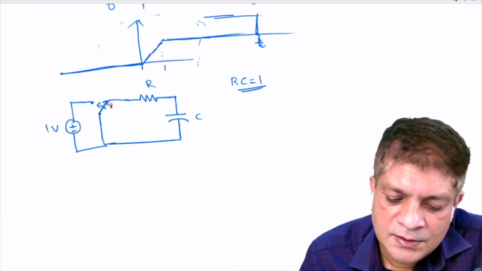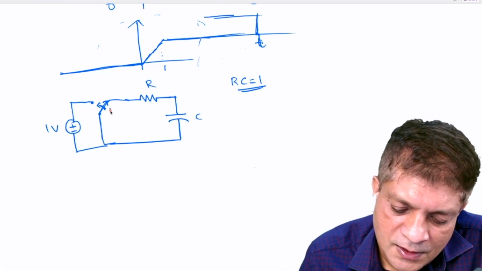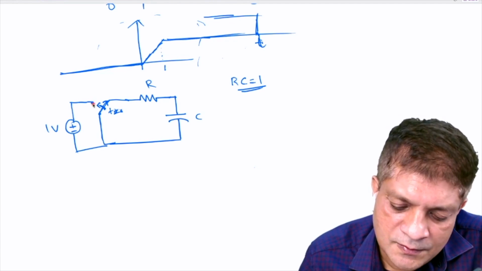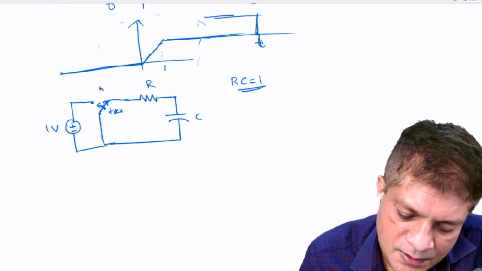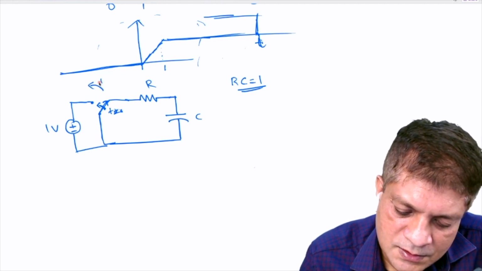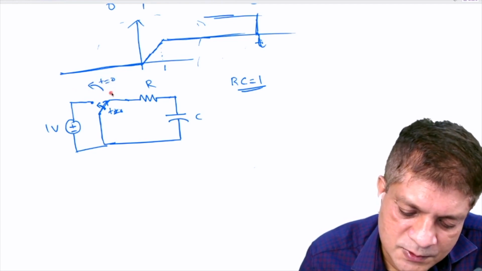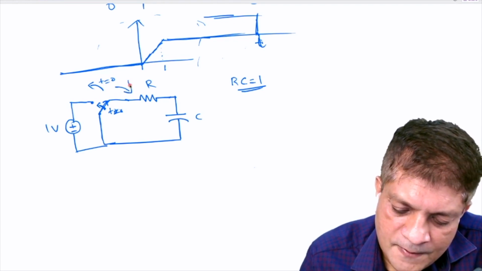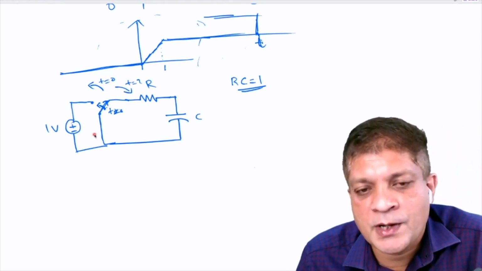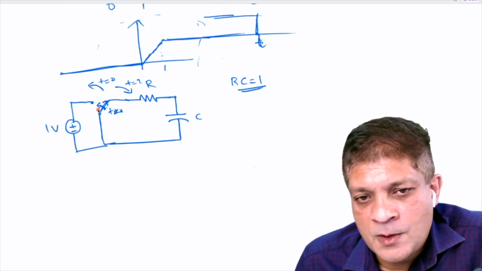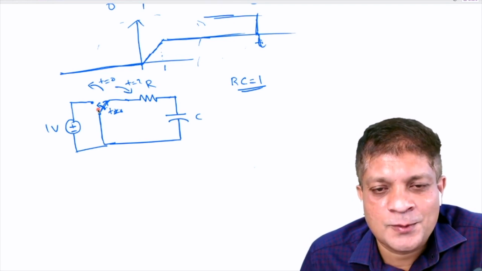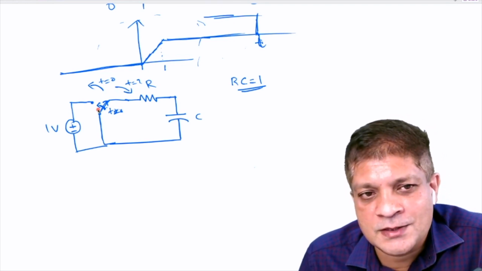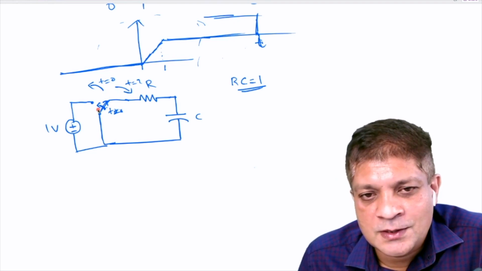There is a switch. It is initially in this position. At t equal to 0, it moves towards this, and it will remain in that position till t equal to 2. So I am drawing it here. This is t equal to 0. It moves to this position, and then at t equal to 2 it moves back to the original position.